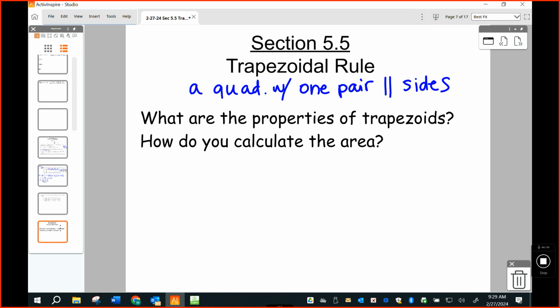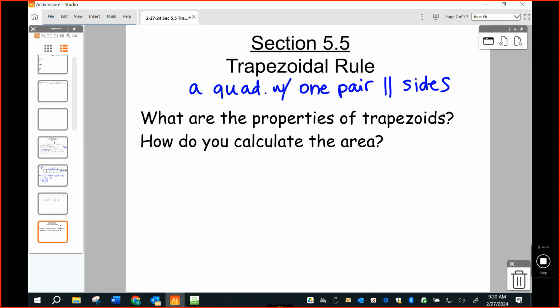Does anybody know what you call a quadrilateral with no pairs of parallel sides? It's called a trapezium. You probably, some of you in Geometry, made a specific type of trapezium. Was it a kite? A kite has no pairs of parallel sides. That is an example of a trapezium.